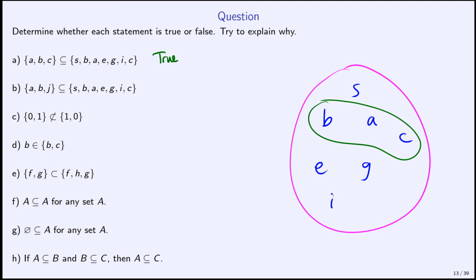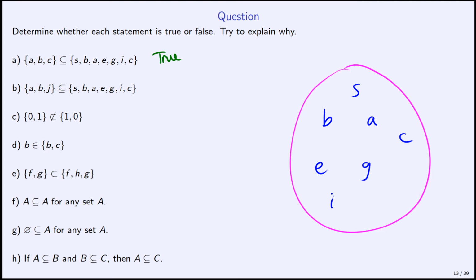What you can do is you can check. Okay, A is on the left, so is A on the right? Yes. B is on the left, so is B on the right? Yes, it is. It's right here. Now, C is on the left. Is C in this right set? Yes. Okay. So everything on the left side is on the right side. Therefore, we have a subset. Okay. Let's try the next example. Okay, this is true. Let's get rid of our green circle over here.